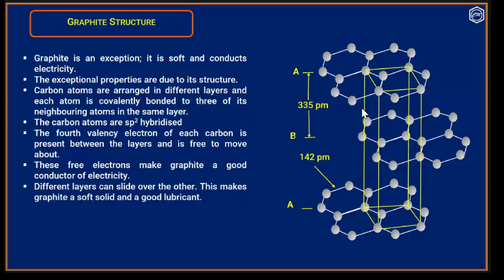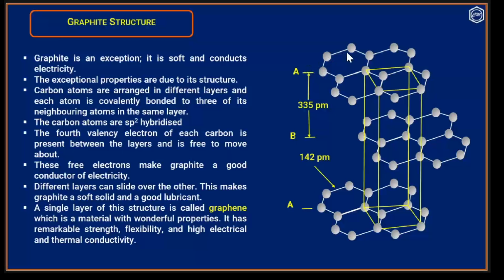Different layers can slide over the other. This makes graphite a good lubricant. A single layer of this structure is called graphene, which is a material with wonderful properties. It has remarkable strength, flexibility, and a high electrical and thermal conductivity.